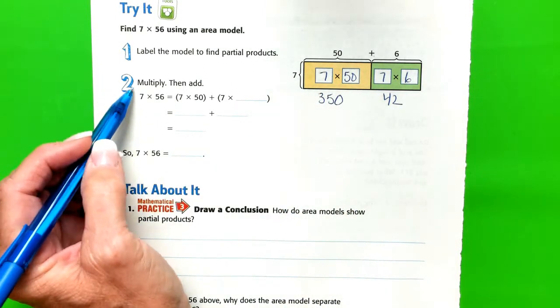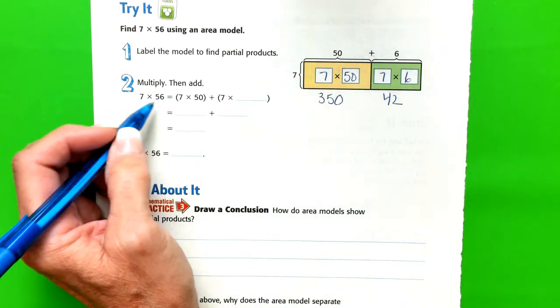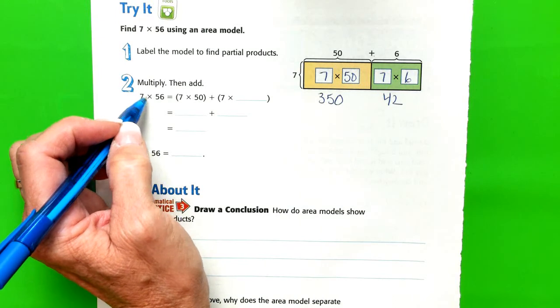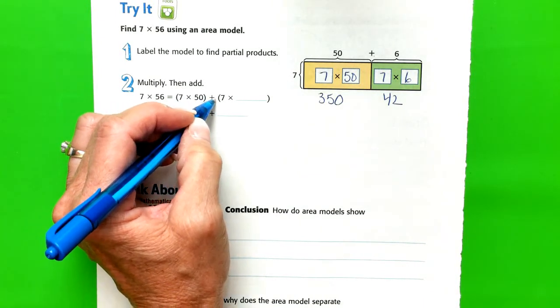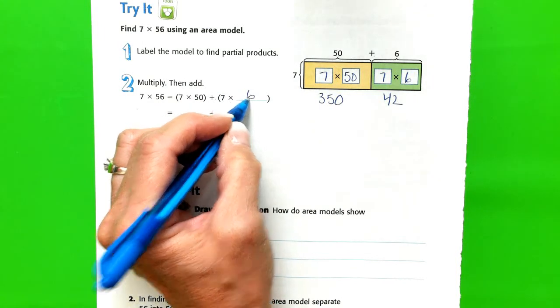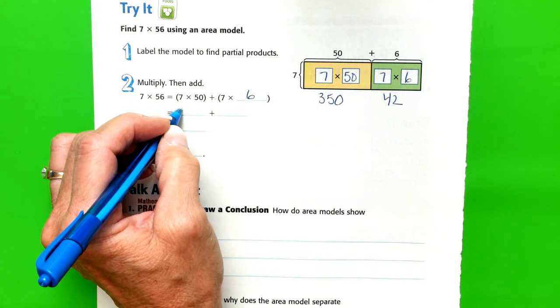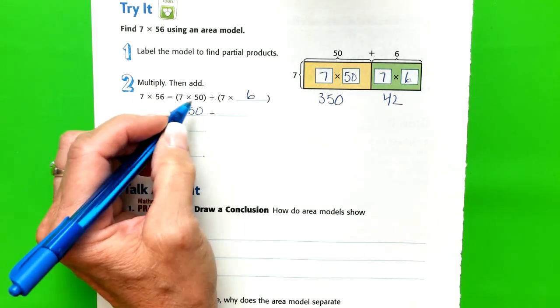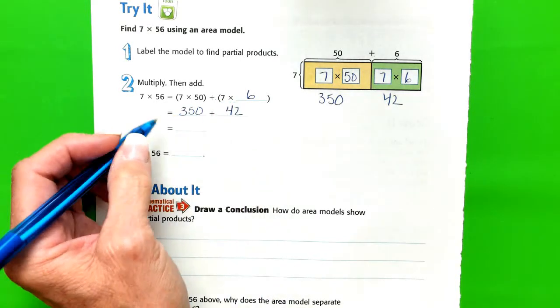And what that looks like over here, this is our area model, this is our distributive property. 7 times 56 is the same as 7 times 50 plus 7 times 6, which equals 350, because we did the math, and 42. 7 times 6 is 42.